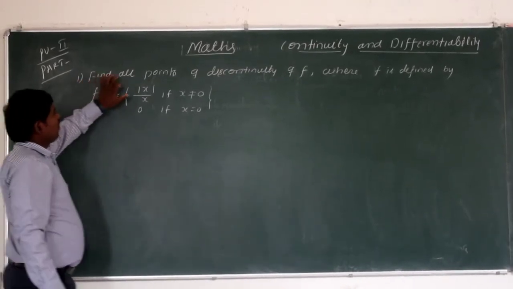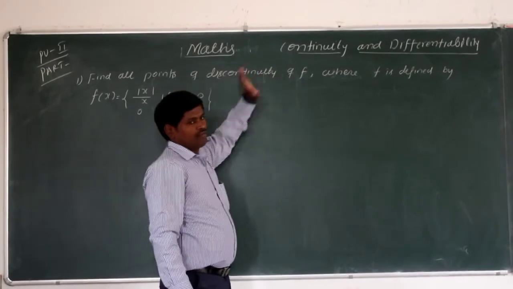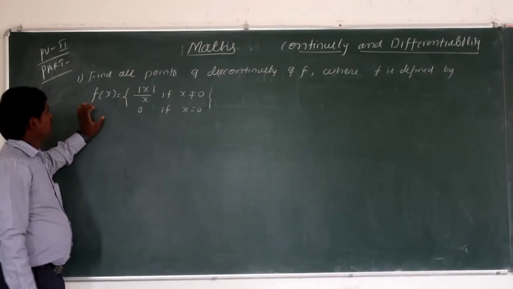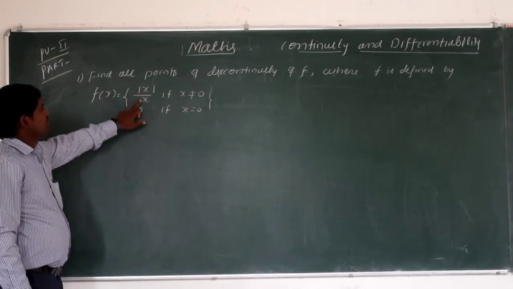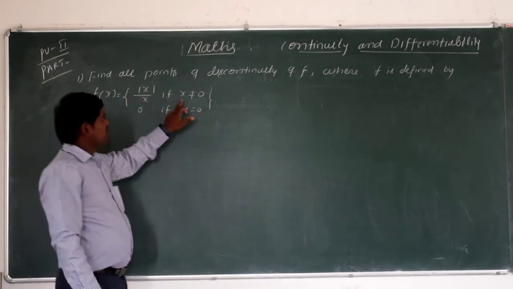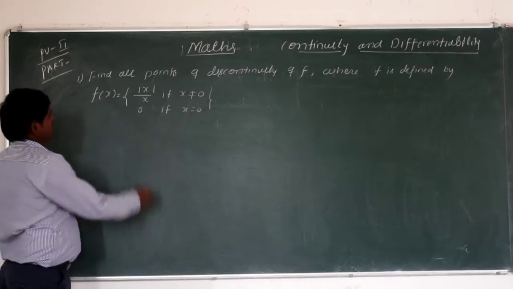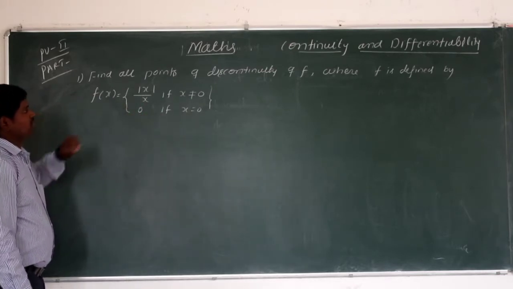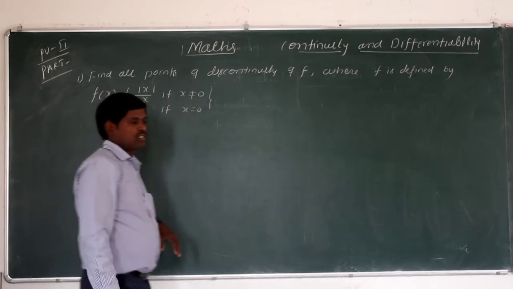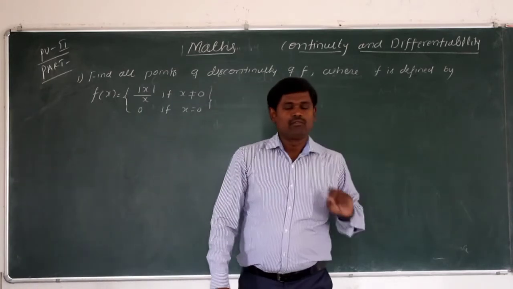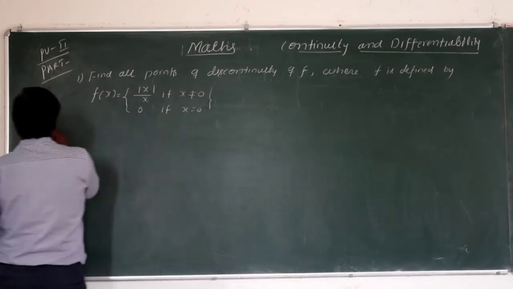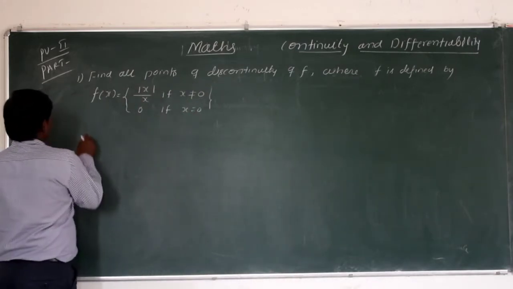So here, find all the points of discontinuity of f where f is defined like this. f of x is equal to mod x by x if x is not equal to 0, and 0 if x is equal to 0. So this is the given function. We are going to discuss where the given function is continuous or where it is discontinuous. Okay, so solution.